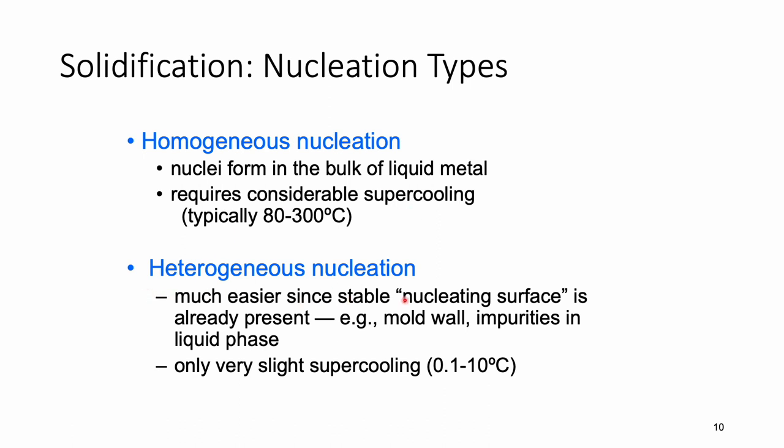The heterogeneous nucleation model tells you that when we have defects inside, like the mold wall or impurities, we do have a contribution from them to dramatically decrease the delta T. That's why normally with a delta T of even 0.1 or 10 degrees, we can see the clear transition from liquid phase to solid phase for many materials in reality.